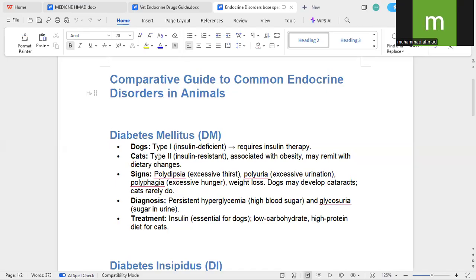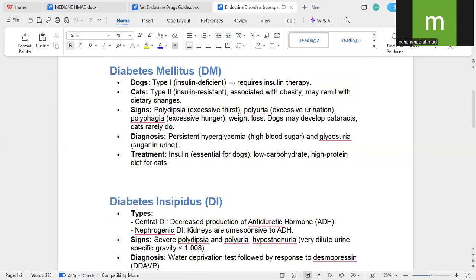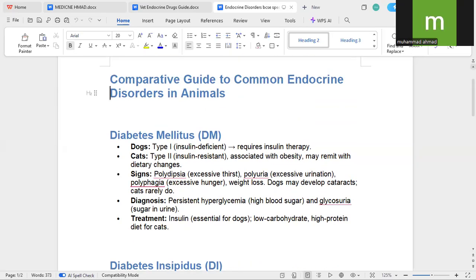Let's start our lecture today. Today's lecture is not too long. We will discuss some endocrine disorders and some epidemiology. So, let's start our lecture.